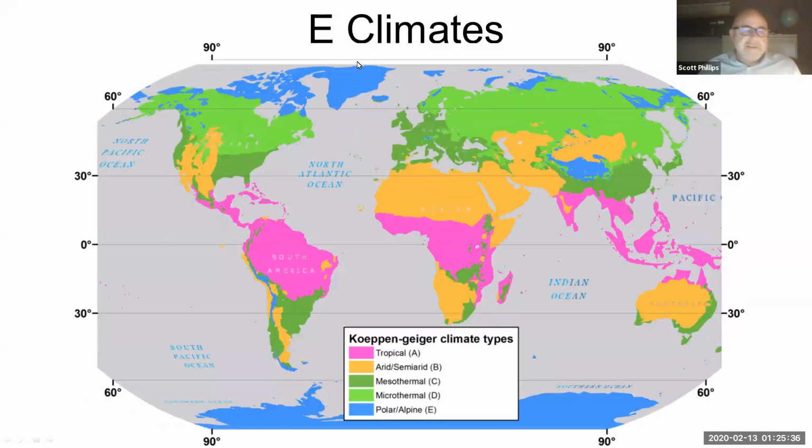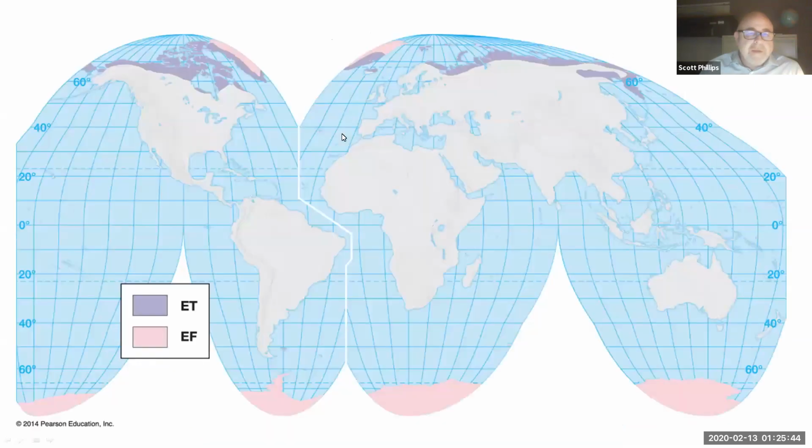Okay, last, let's talk about our polar climates, or E climates, at the extremes of the Earth and at high elevations. So these are our E climates. They're at the South Pole and North Pole. There's two different types here. One is just covered in ice, called an ice sheet, and the other is something called tundra.